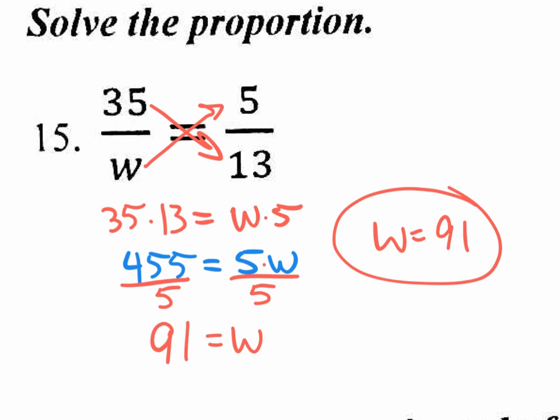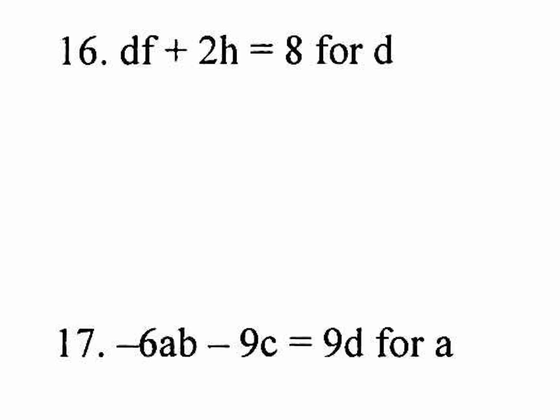Let's jump to number 16. So the instructions on 16 and 17 are to solve for the specified variable. So they give you an equation with many variables and they tell you to solve for D. So what we want is D. So where's D at? It is right here. D is right here. It's definitely not by itself. There's an F in front of it. There's a plus 2H, and so we need to get rid of everything and isolate D. So it's kind of like this.